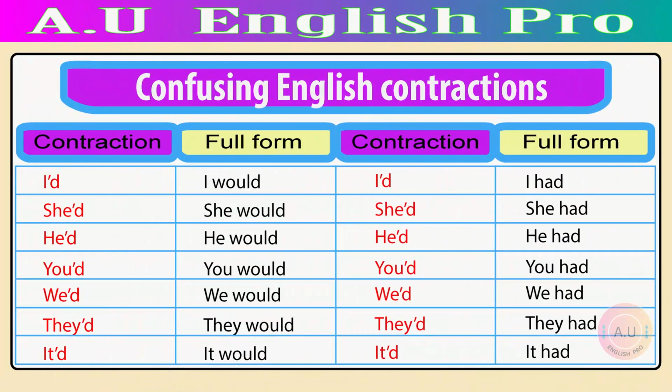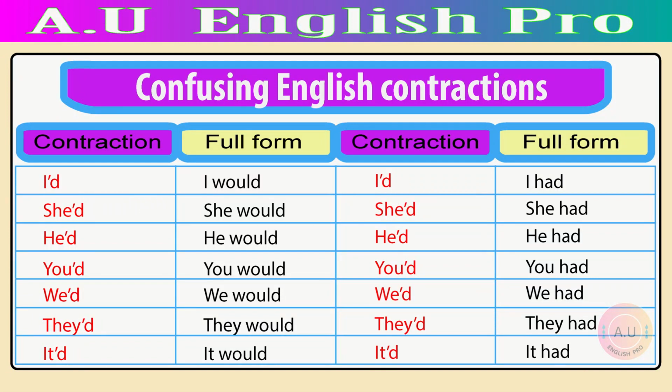Friends, our other confusing contractions are like, as you know, 'I'd' is the contraction of 'I would', 'she'd' of 'she would', 'he'd' of 'he would', 'you'd' of 'you would', 'we'd' of 'we would', 'they'd' of 'they would', 'it'd' of 'it would'. Same as that, friends, 'I'd' is the contraction of 'I had', 'she'd' of 'she had', 'he'd' of 'he had', 'you'd' of 'you had', 'we'd' of 'we had', 'they'd' of 'they had', 'it'd' of 'it had'.